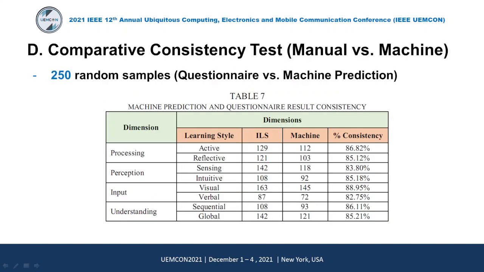So we also delivered a comparative consistency test versus the manual classification of learning styles, which is the questionnaire based on our learning style model. Based on the machine learning prediction, it achieved closely 85% consistency.